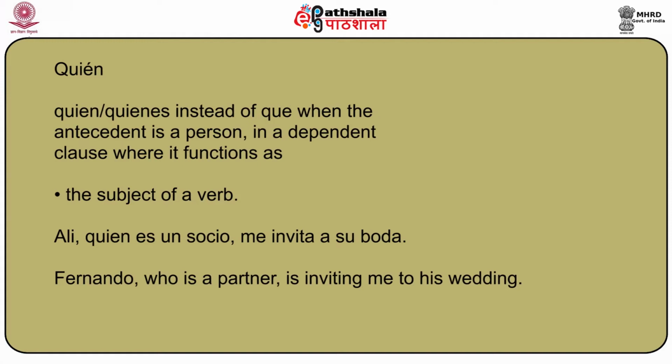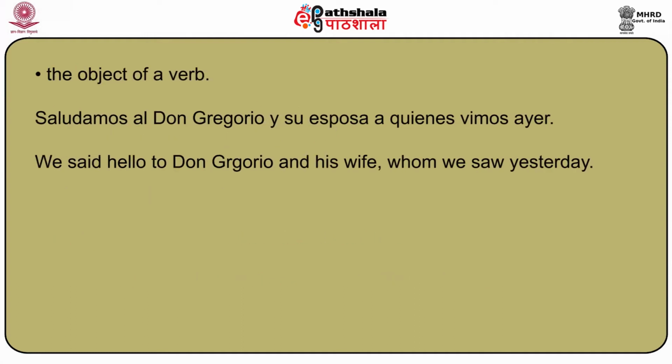The object of a verb in the example is quienes, preceded by the preposition a: a quienes. This construction parallels the antecedent in the main clause, a don Gregorio, which contains the contraction of the preposition a plus the definite article el. A quienes is the object of the verb vimos. Saludamos a don Gregorio y su esposa, a quienes vimos ayer. We said hello to Don Gregorio and his wife, whom we saw yesterday.